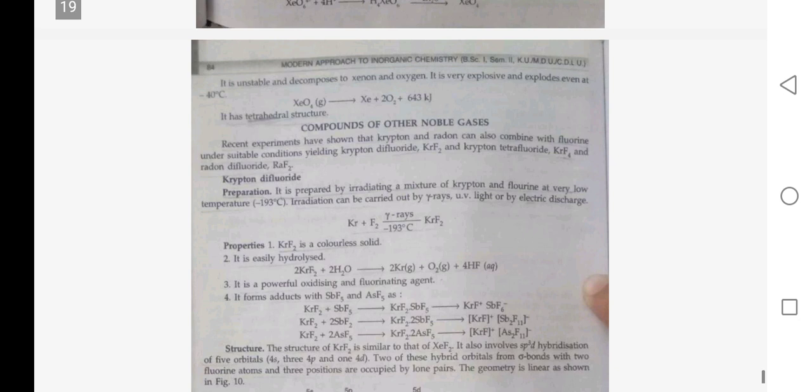XeO4 has been prepared by the action of concentrated H2SO4 on sodium or barium perxenate. It may be purified by vacuum sublimation at -78°C. It is unstable and decomposes to xenon and oxygen. It is very explosive, even at -40°C. It has a tetrahedral structure.